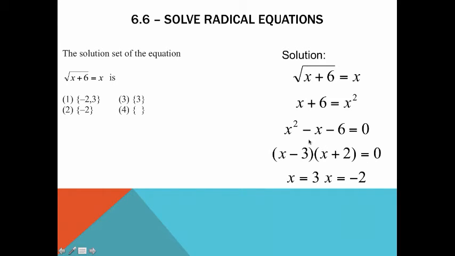If you remember, quadratic equations can be solved by factoring. So if I factor this equation, I'm left with x minus 3 times x plus 2. Therefore, I have x is equal to 3 and x is equal to negative 2. So your answer here, guys, should be choice number 1. Negative 2, comma 3 is the solution set for this problem.